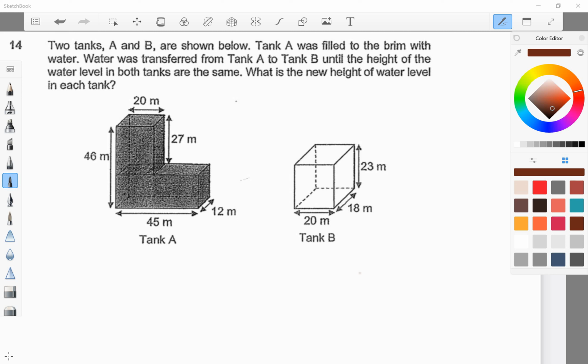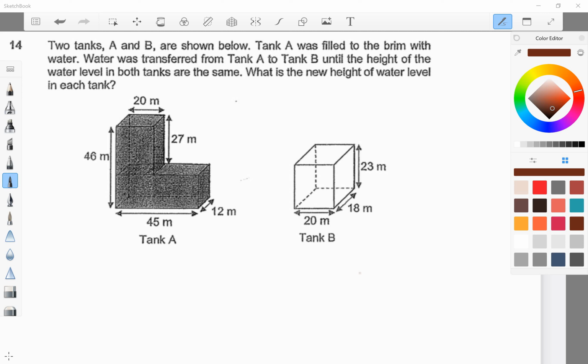In today's episode, we're going to explore this very common question type that involves the transferring of liquids. So if you'd like to know how to solve a question like this in the quickest possible manner, stay with me all the way till the end and you will be able to find out the answer for yourself. But without further ado, let us do our annotations together.